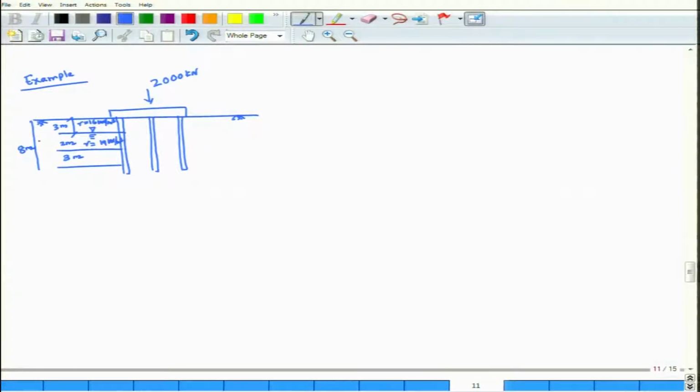Then below 8 meter the pile embedded length, from here to here, is 12 meter. From here you have 10 meter. This is your layer 1. What properties have been given? Gamma saturated is equal to 20 kilonewton per meter cube, Cc is given as 0.25, e0 is equal to 0.75.